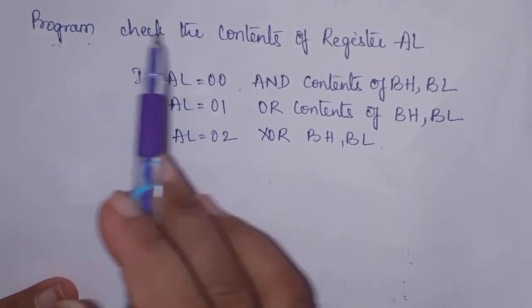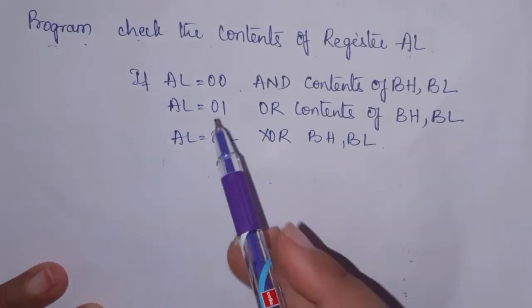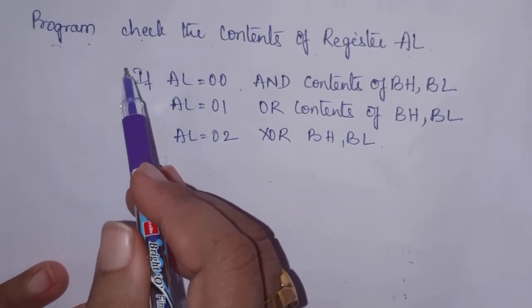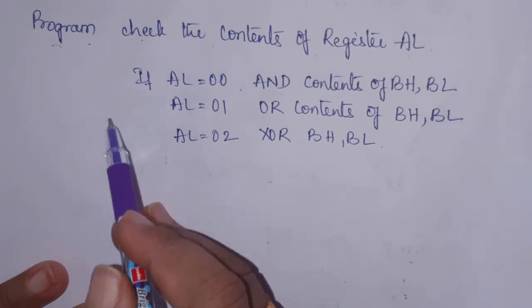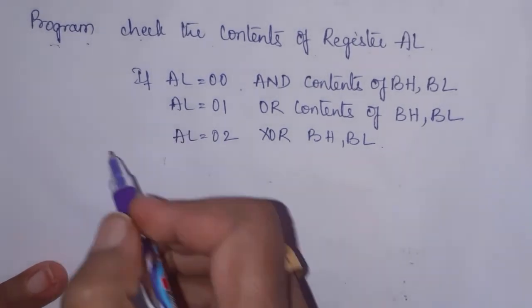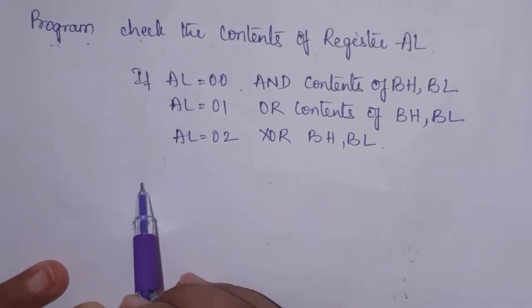So, a program to check the contents of register AL. This is just to get an idea on jump conditional and unconditional jump instructions. Let's write a small program. So here are the conditions given.